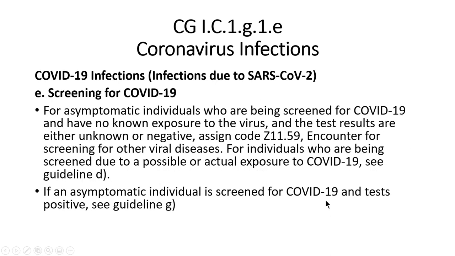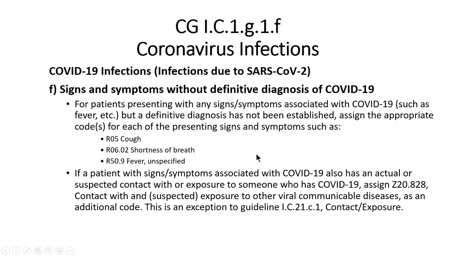In the screening for COVID-19 for asymptomatic individuals, code Z11.59 would be coded, encounter for screening. If it's asymptomatic, see guideline G. If you have signs and symptoms without definitive diagnosis of COVID-19, this guideline is telling you you're just going to code the symptoms unless you know they've had exposure, and then you're going to code the Z20.828.